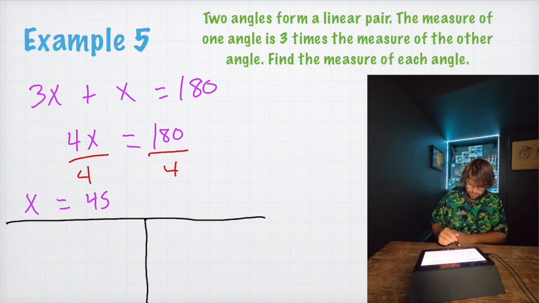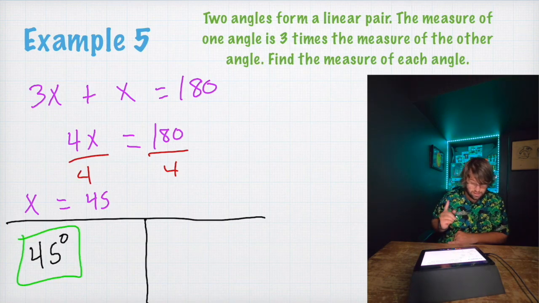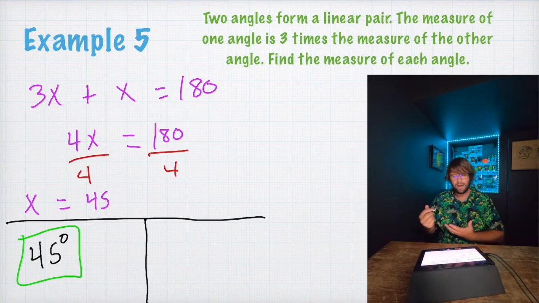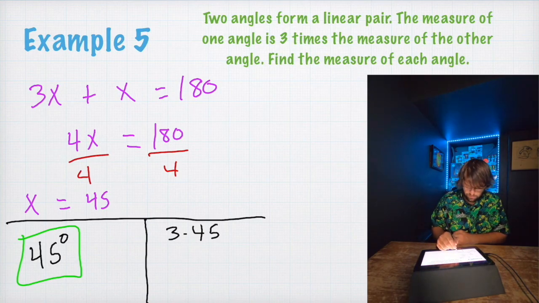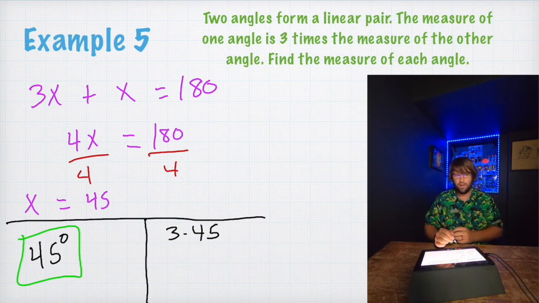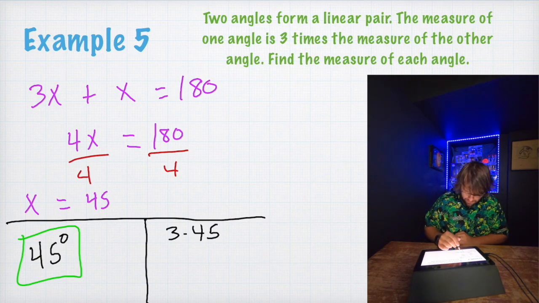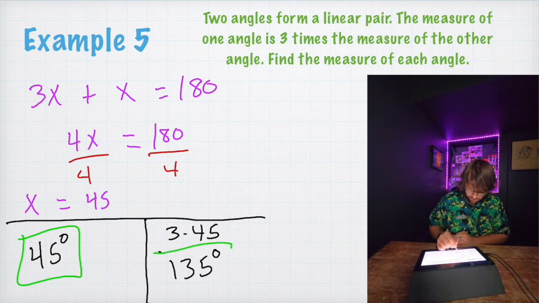One of the angles is just x. So that's really easy. There's an angle that equals 45 degrees. And that's going to be one of our angle measures. The next angle is going to be 3 times x, which is 3 times 45, which is going to equal 135, I believe. Yeah, 135 is going to be our other angle.